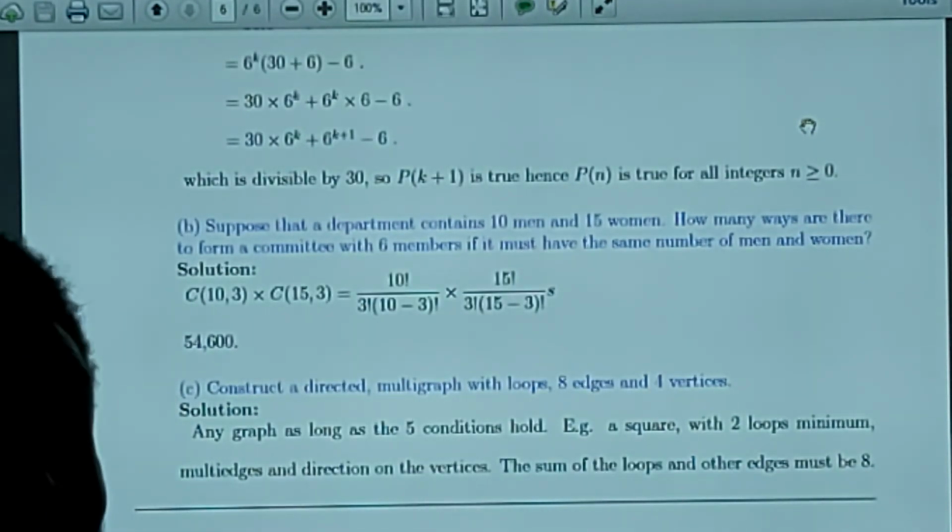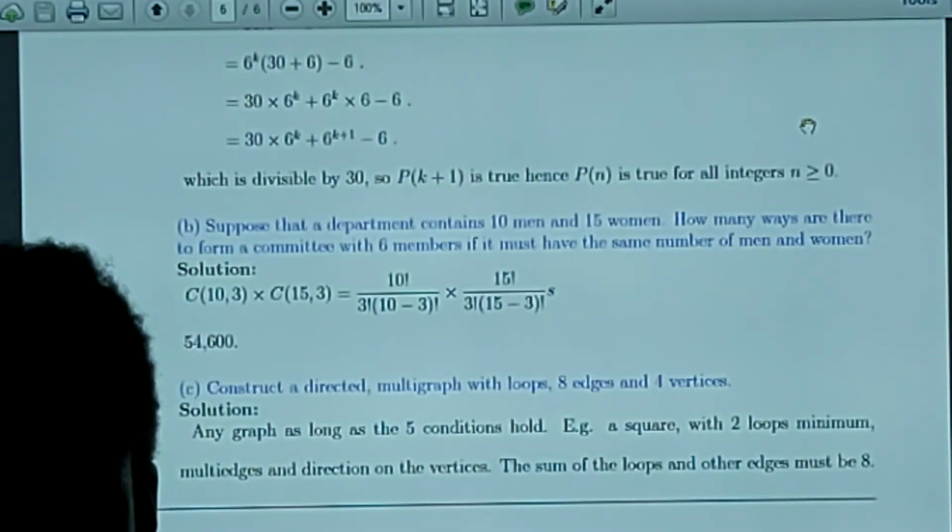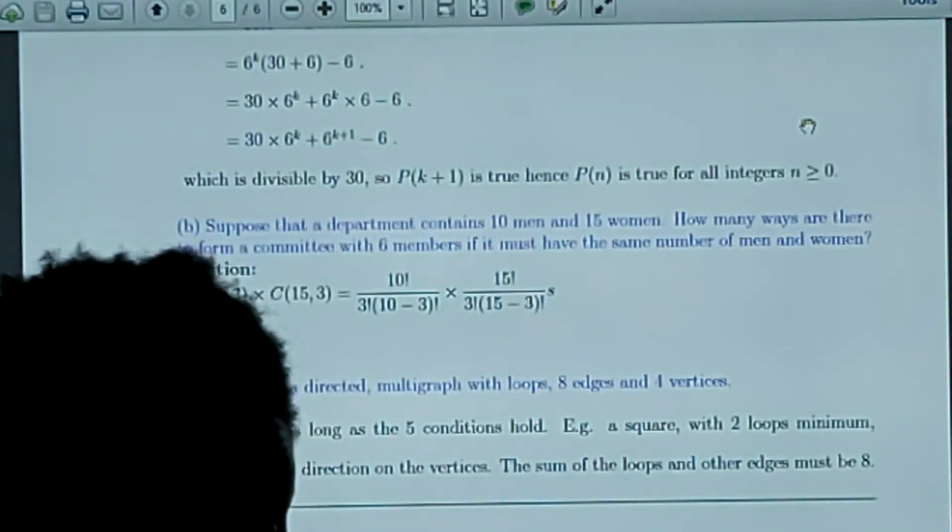Ladies and gentlemen, that is the grading scheme as it was supposed to be. I want you to watch it carefully and then you ask questions. Okay? There it is.